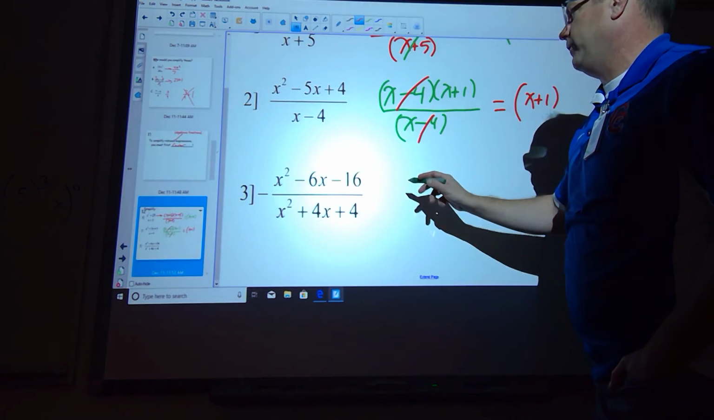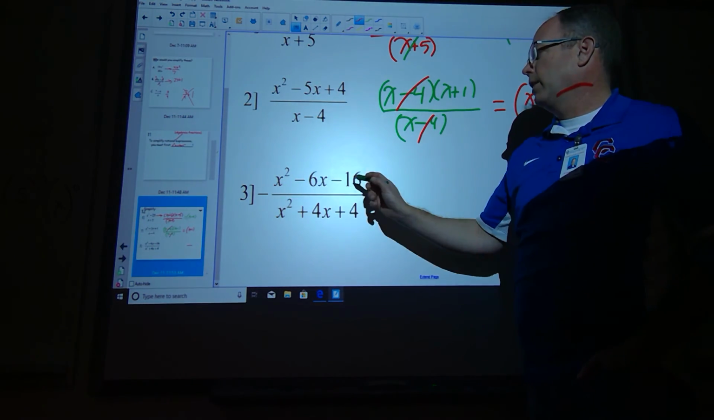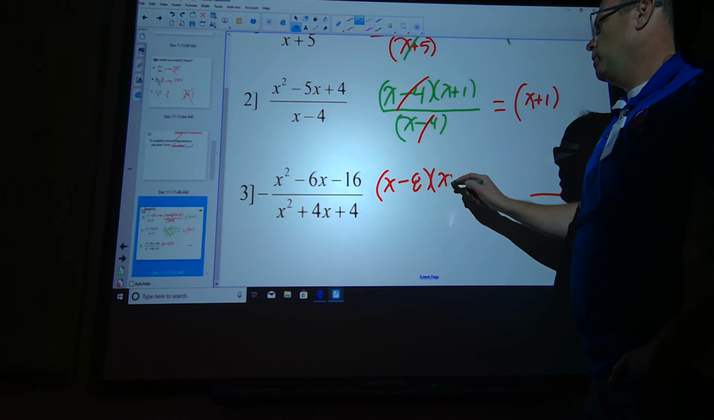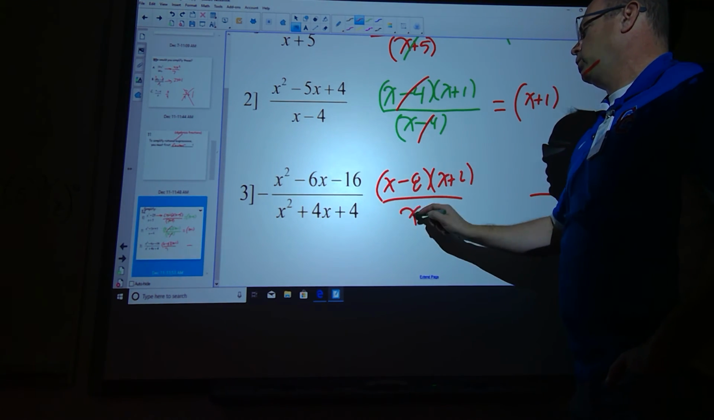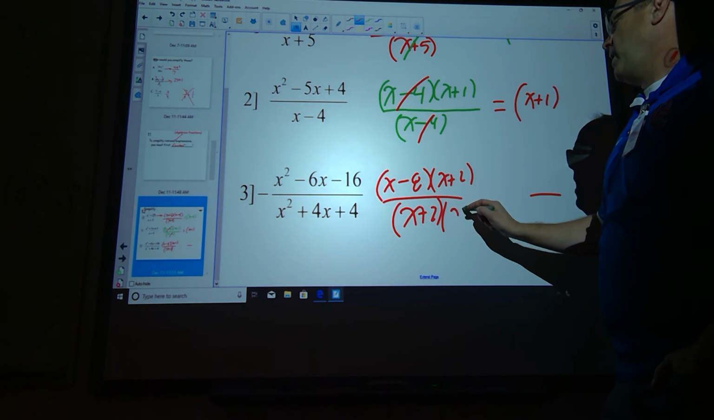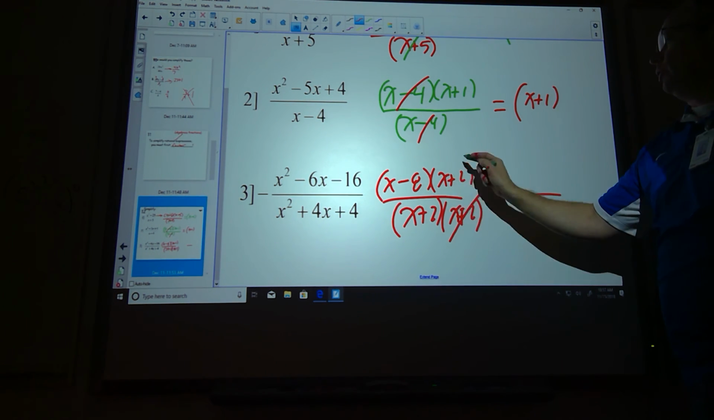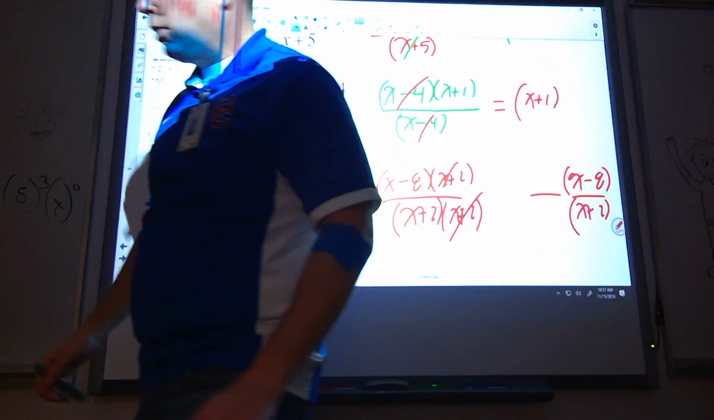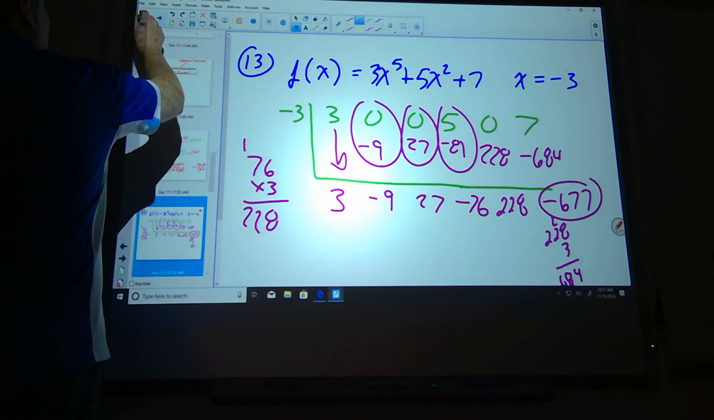So I have a negative I know I have to deal with at the very end. Put that over there. So x minus 8, x plus 2 over x plus 2, x plus 2. So cancel one of the x plus 2's. So I get negative x minus 8 over x plus 2. Was that it? Yep. Really? Good. All right.